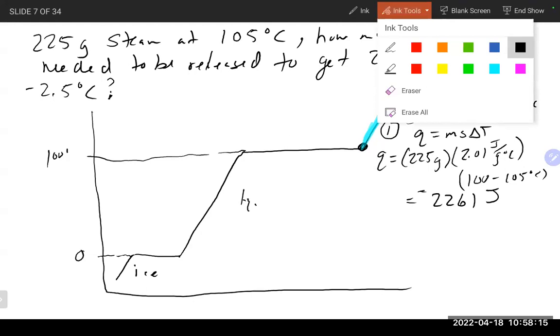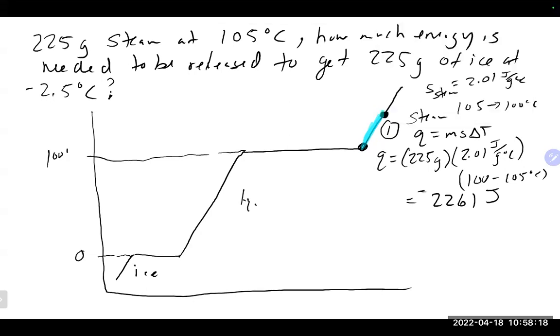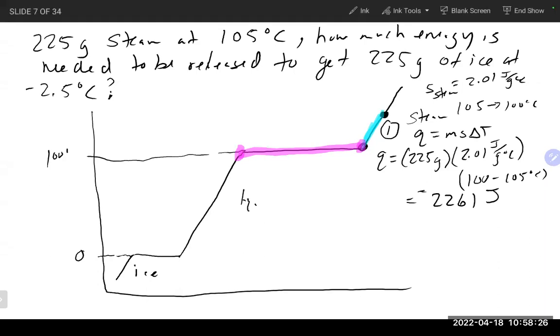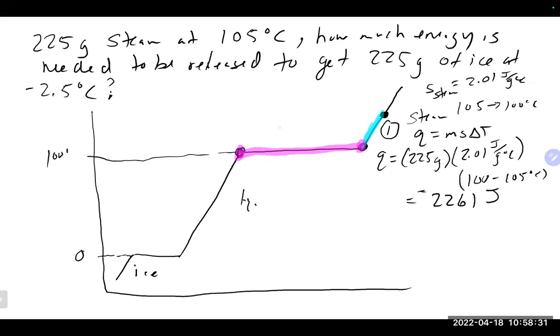The next thing that would happen is that we are sitting at steam at 100 degrees Celsius. We would need to transfer from steam to liquid water at 100 degrees Celsius. That would take us here, and this would be our second step. In this particular step, we are changing the phase, so the vaporization would come into play. This would be our heat of vaporization, and if we wanted to calculate the heat or energy required to do that, that would be our 2260.